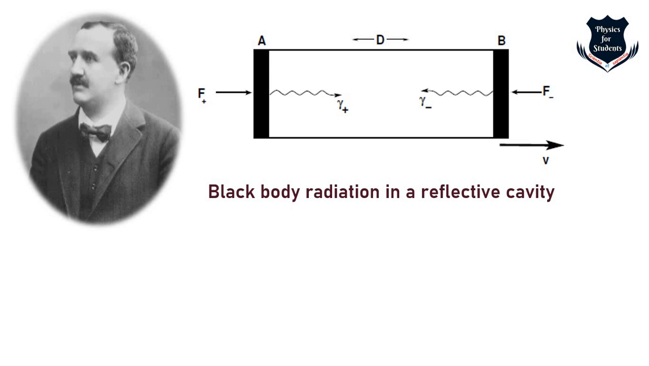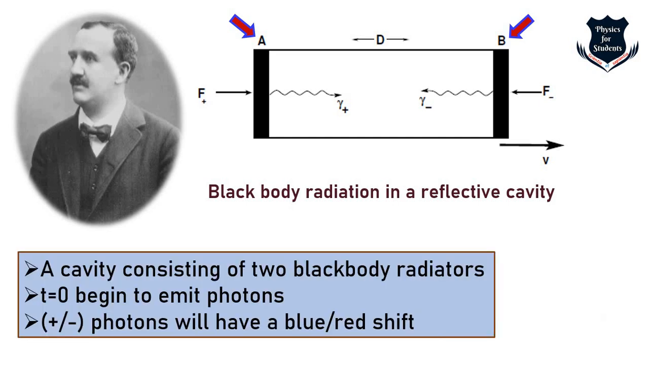Hasenöhrl worked on 2 blackbody radiators, A and B, placed inside a cavity with reflecting walls, of length D. Now when t equals 0, the radiating caps start emitting photons in the direction of motion, which is plus or positive, and opposite, which is negative. From the frame of reference of a moving observer, the plus and minus photons will be blue or red shifted and will put different reaction forces on A and B.